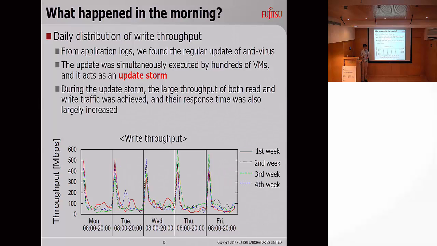From application logs, we found the regular update of antivirus. The update was simultaneously executed by hundreds of VMs, and it acted as an update storm. During the storm, large throughput was achieved, and the response time largely increased.